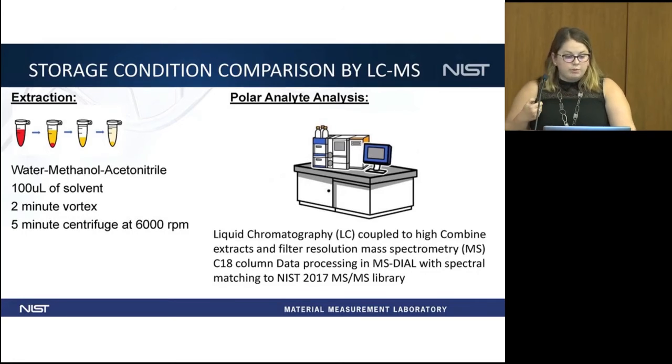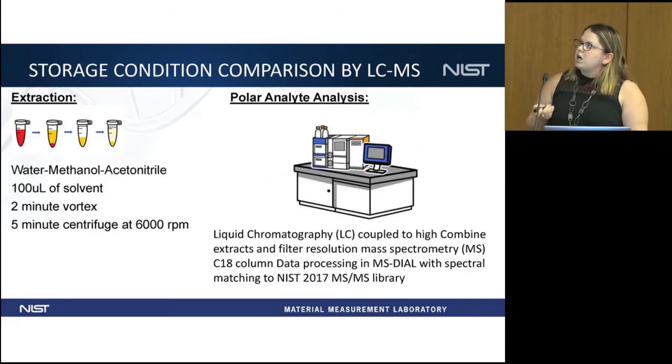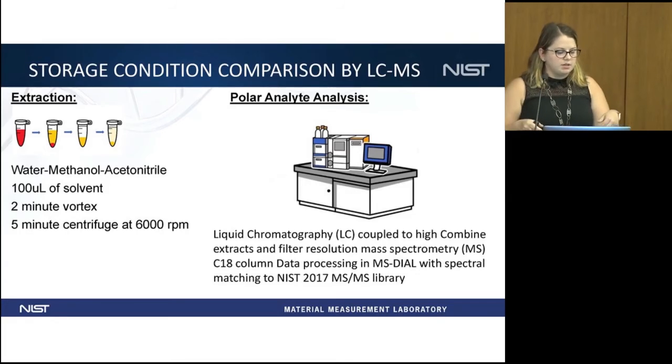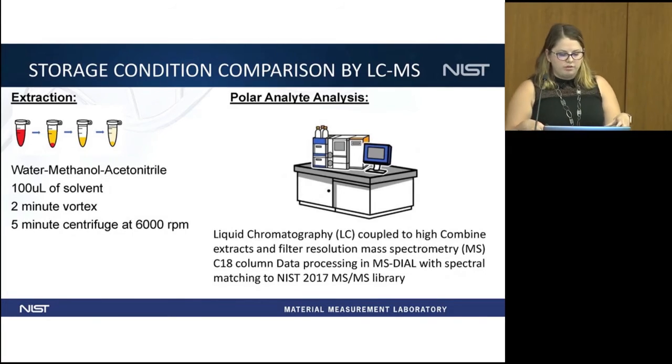We also performed liquid chromatography mass spec, which is kind of your gold standard metabolomic analysis. For this analysis, we performed extraction with water, methanol, and acetonitrile. So we added the solvent. We would vortex the sample, centrifuge, then subsequently add the next solvent, and we combine all 3 extracts.